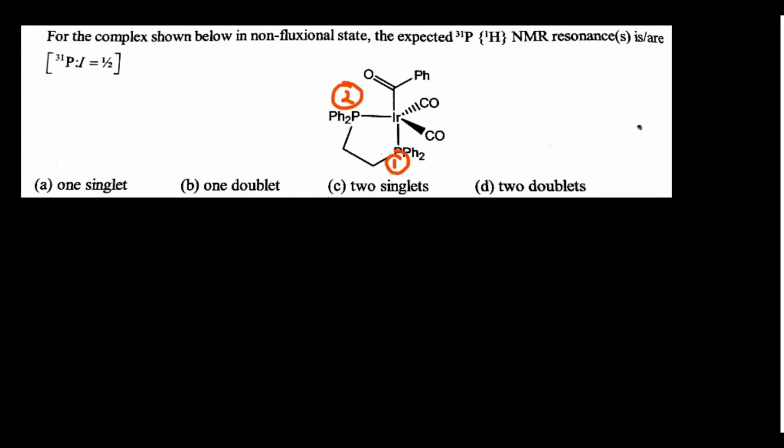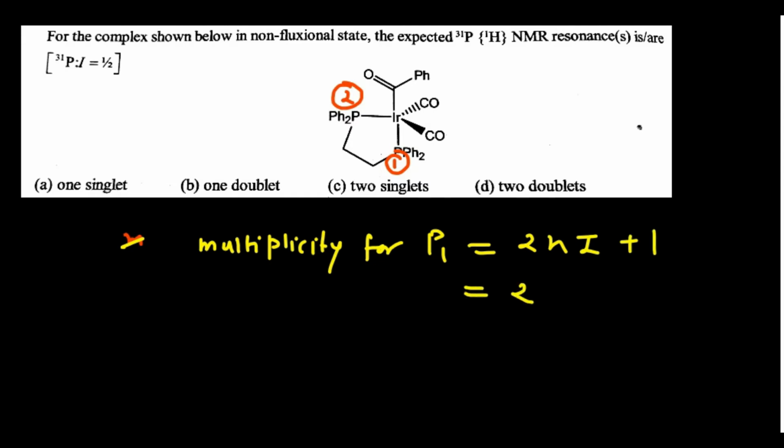And when you calculate the multiplicity for phosphorus type 1, I can write for P1 the formula, you know what, 2nI plus 1, where 2 is the constant, n is the number of the phosphorus atom, which is 1, and quantum number I is half, that is plus 1. Now these two get cancelled and you will get a 2. That means you are getting a doublet for this one. So when you are getting the doublet, that means this A cannot be your answer, so you can immediately discard this option A.